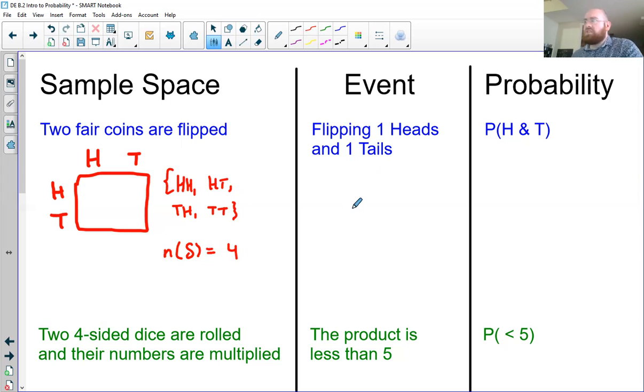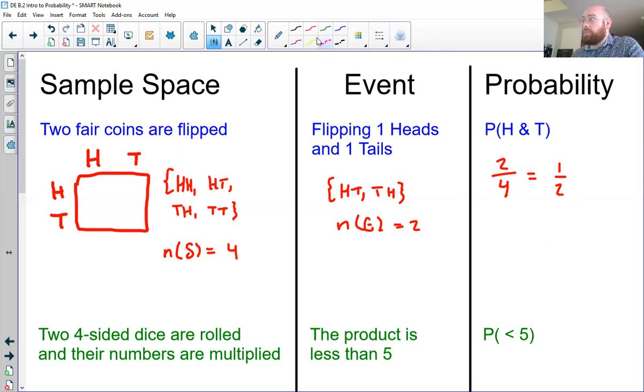So the event of flipping one heads and one tails, well, either we have heads, tails, or tails, heads. So the size of our event space is 2. So the probability of getting one heads and one tails is 2 over 4, or 1/2.